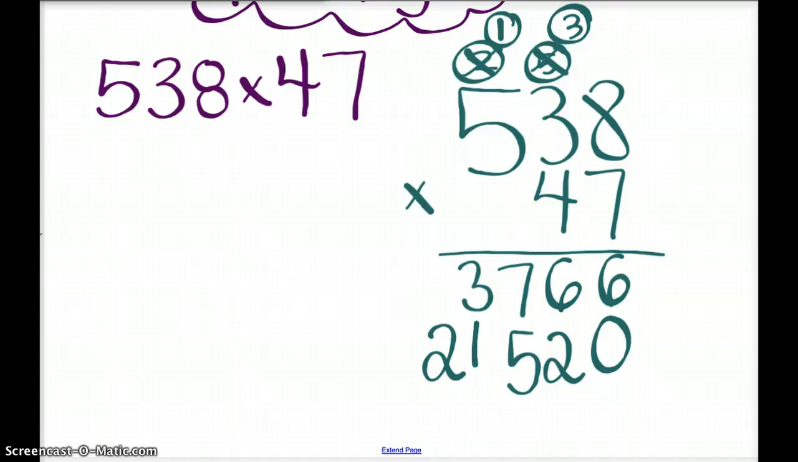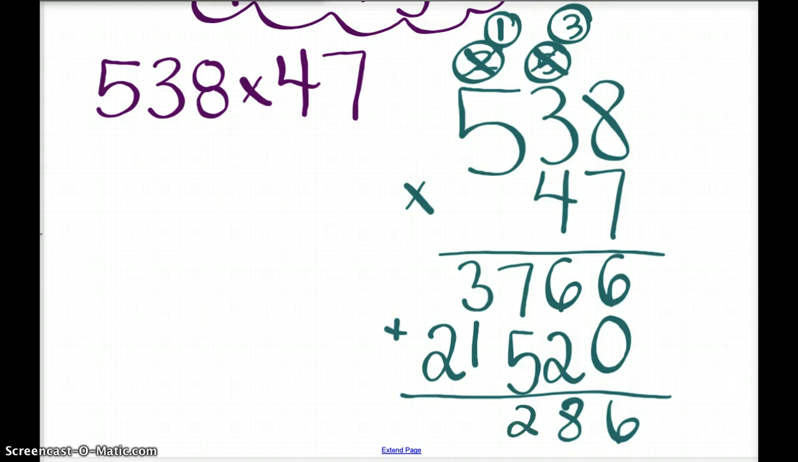Now, Aaron, what do I have to do now that I have those two numbers right there? You have to add them. Good. So I'm going to add them together. 6, 8, 7 plus 5 is 12. 3, 4, 5, 2. There's no decimals involved here, so I have 25,286. Okay, if you went wrong, try to figure out where you went wrong.